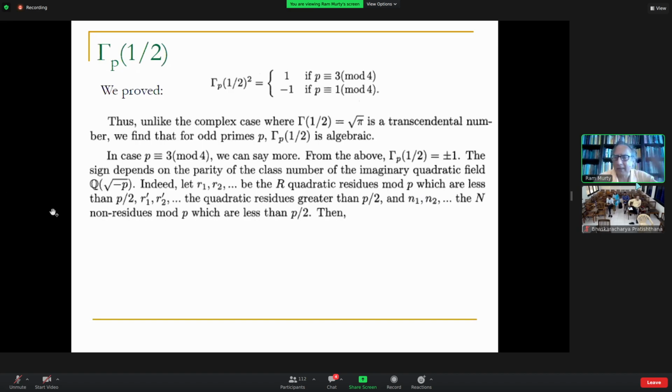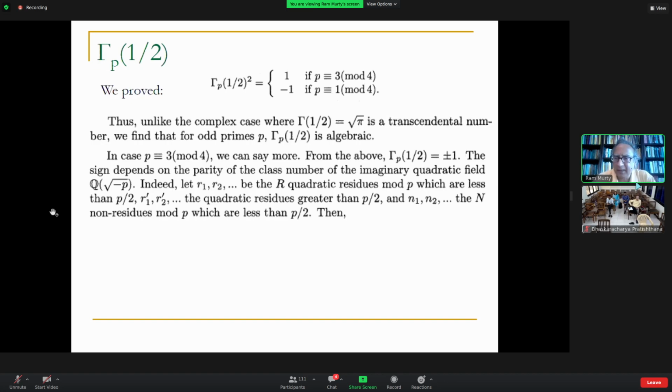And we already agreed that the numbers x such that x squared equals 1 are only plus or minus 1 in the p-adic case. So which one is it? When is it plus 1? When is it minus 1? And the sign depends on the parity of the class number of the imaginary quadratic field.